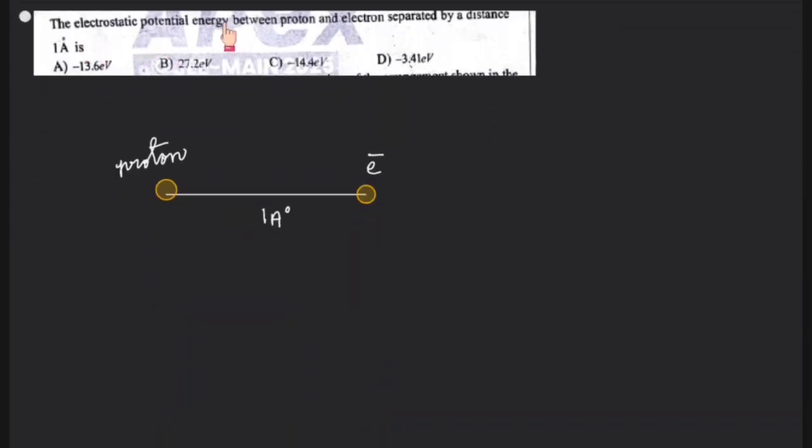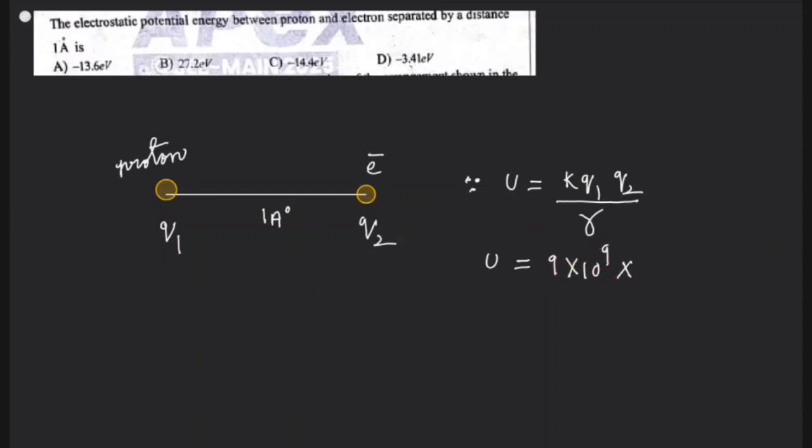So here the electrostatic potential energy between the proton and electron separated by a distance. Whenever there are two charges separated by some distance, the potential energy can be written as U equal to K Q1 Q2 by R, right? So here U is equal to K, which is 9 into 10 power 9, into Q1, the charge of the proton, which is 1.6 into 10 power minus 19, into the charge of the electron, which is minus 1.6 into 10 power minus 19.